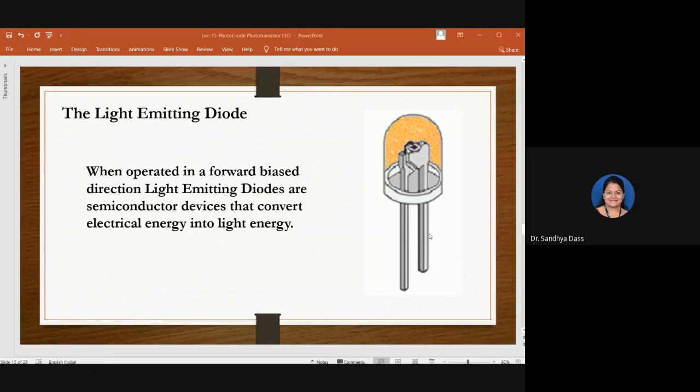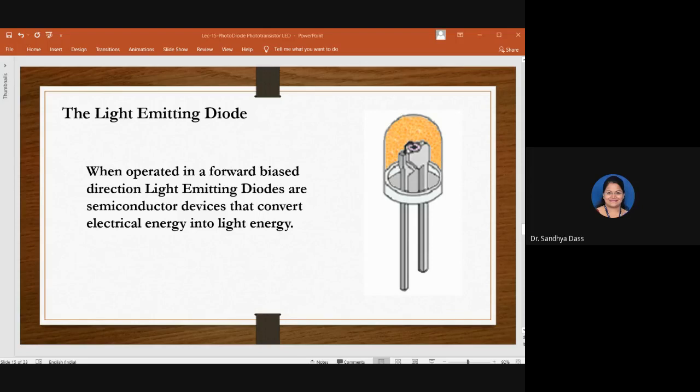Cathode is generally identified by either a notch or a flat spot, or the cathode lead will be shorter compared to the anode lead. That is, the anode lead will always be longer than the cathode.